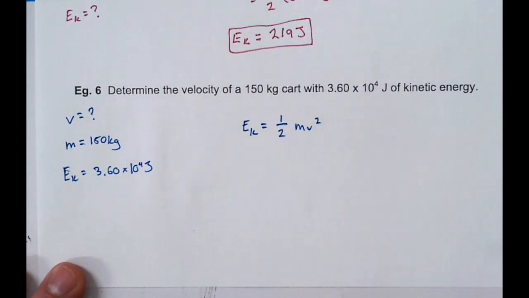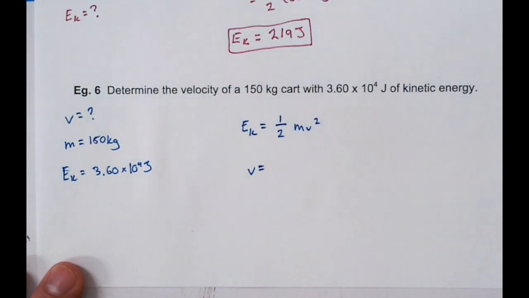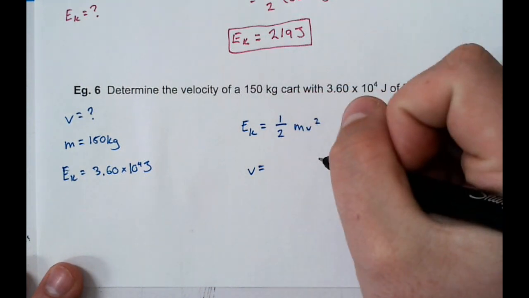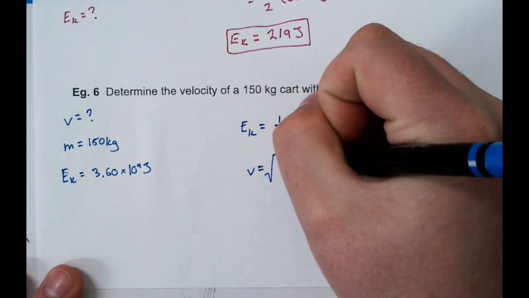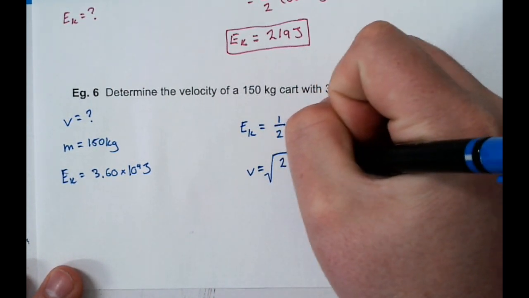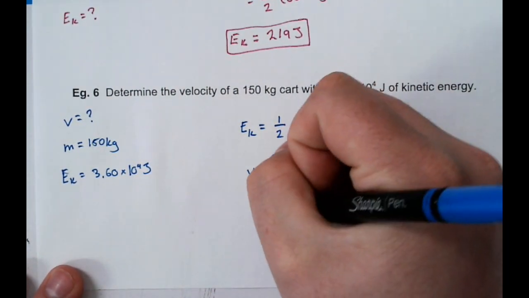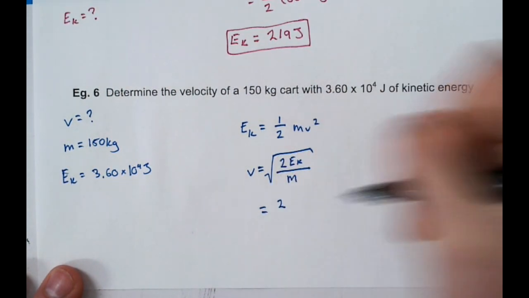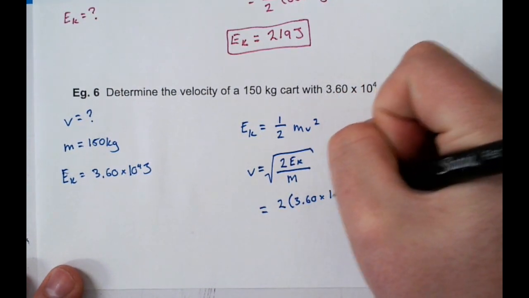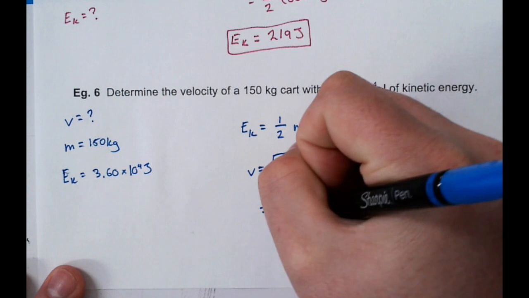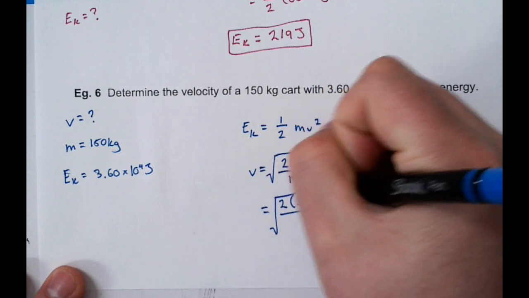We can rearrange for v. I'm going to do that a little quicker here because I think you understand how to rearrange formulas pretty well. If you still need help, again, let me know. So v is equal to the square root of 2 times the kinetic energy over the mass. So we know all of this information. We're going to go ahead and plug in 2 times 3.60 times 10 to the 4 joules divided by the mass, 150 kilograms. And we're going to take the square root of that whole thing.